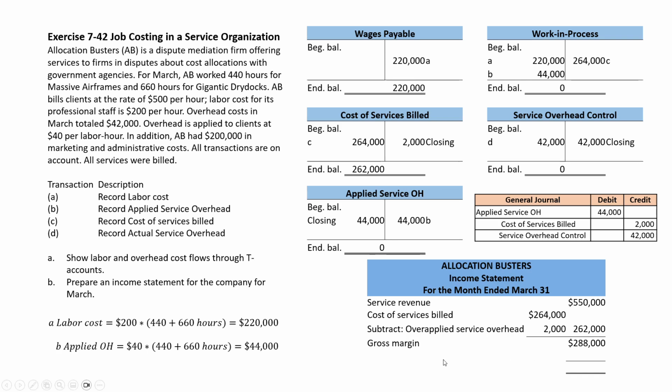Don't forget, this is the service related costs. We also need to subtract out any period costs, our general administrative or marketing related costs, and they identify that up here as being 200,000. So gross margin of 288,000 minus our marketing and administrative expenses of 200,000. That's our period related expenses. It gets dropped off the bottom line and brings down our operating profit to 88,000.